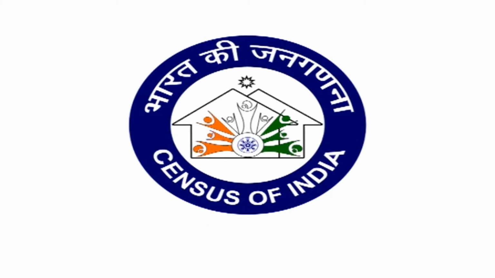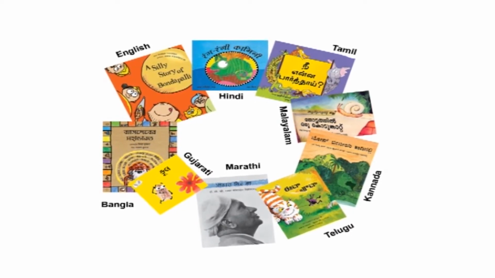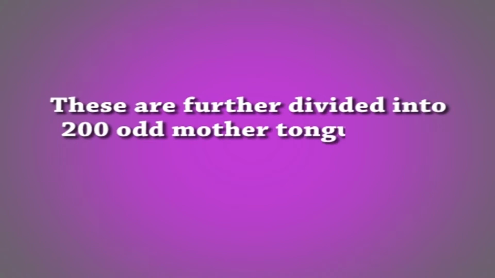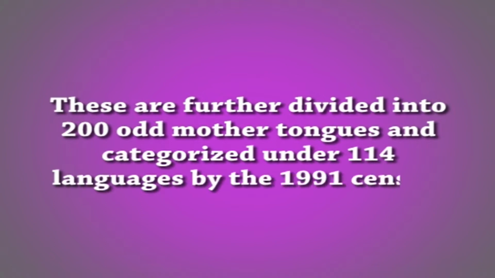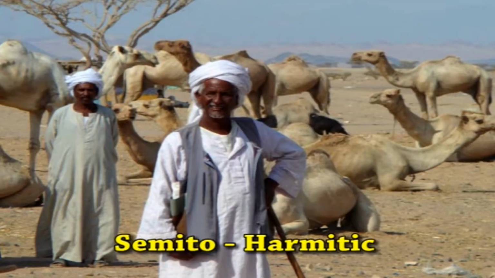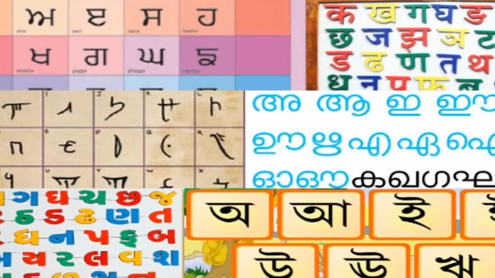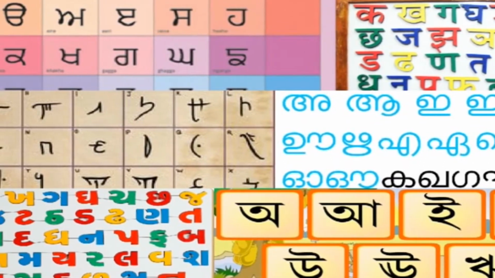According to the 1971 census, India is said to have more than 1600 mother tongues that genetically belong to 5 different language families. These are further divided into 200 odd mother tongues and categorized under 114 languages by the 1991 census. The division can be classified as Austroasiatic, Dravidian, Indo-European, Semito-Hermetic and Tibeto-Burman. However, many of the languages could not be classified based on their genetic links and they are considered to be unclassified languages.